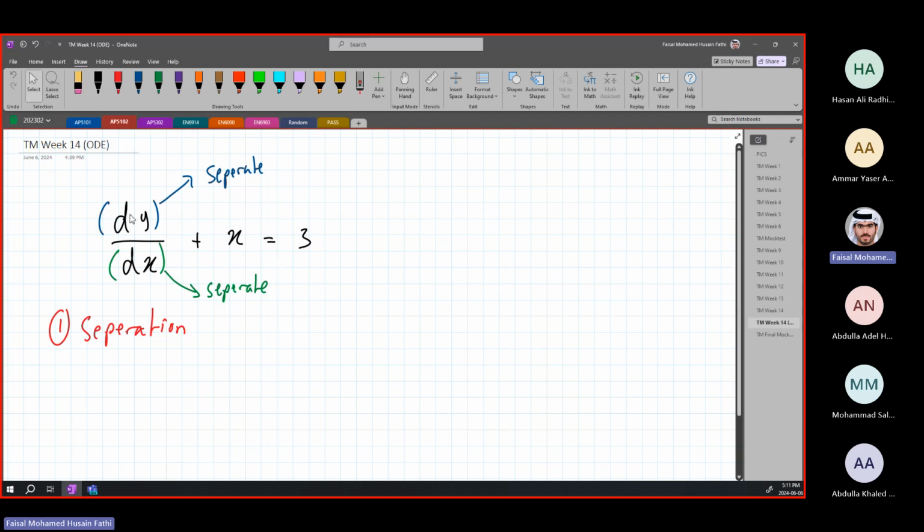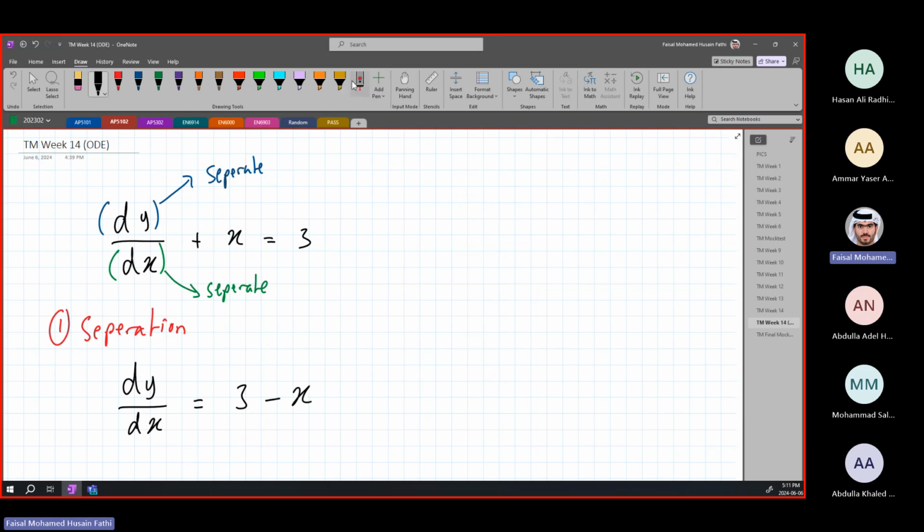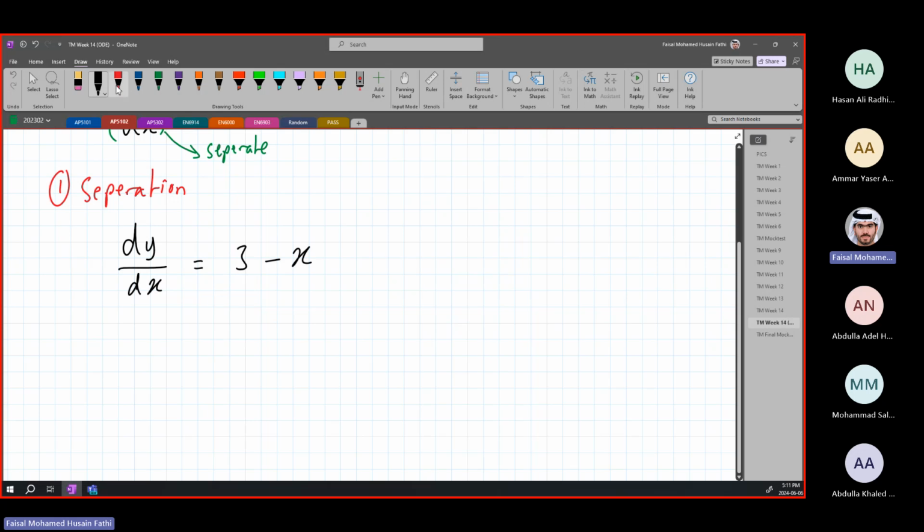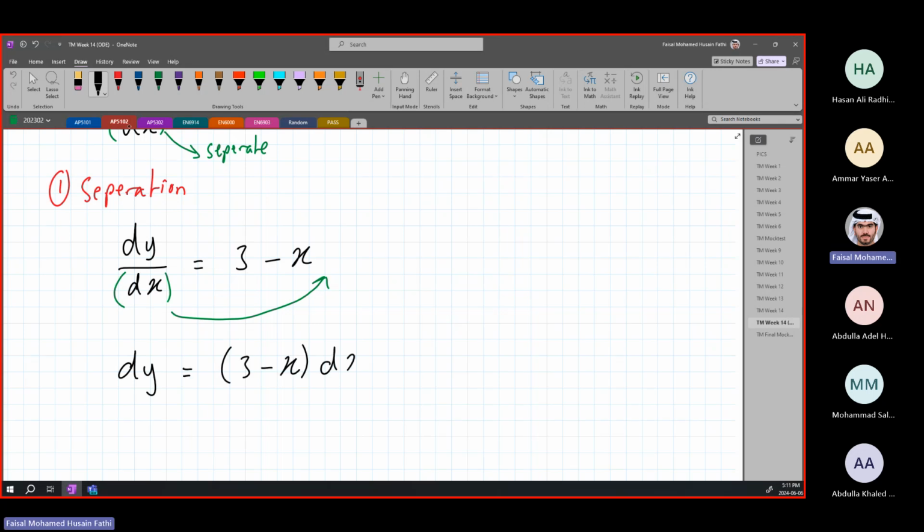The first step here, you're going to keep dy by dx by itself on one side. So it's going to be dy by dx is equal to 3 minus x. What I did is I took this x over here and moved it to the other side. So that's our first step. Our second step is moving our dx towards the x. Or in other words, we're going to be moving this to this side of the equation. So it's going to look like dy is equal to 3 minus x times dx.